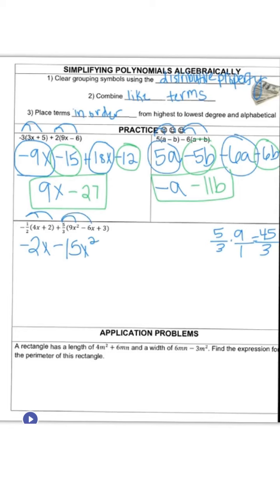Then I need to multiply 5/3 times negative 6. And same thing, if I want to multiply this fraction, I'll just multiply straight across. So 5 times 6 would be 30 divided by 3. And 30 divided by 3 is 10. Okay, but remember this is negative, so this would be negative 10x. And then the last one, 5/3 times 3 would become 15 over 3. And 15 divided by 3 is 5.